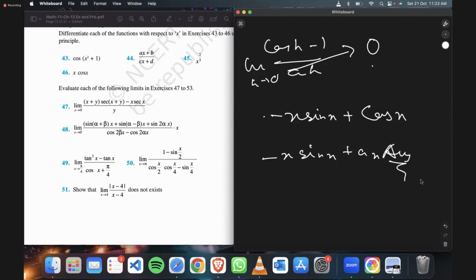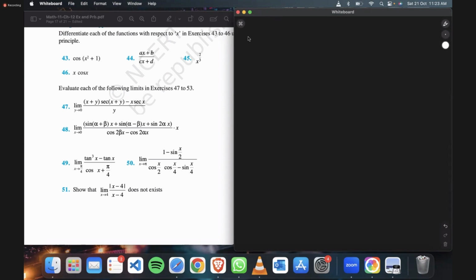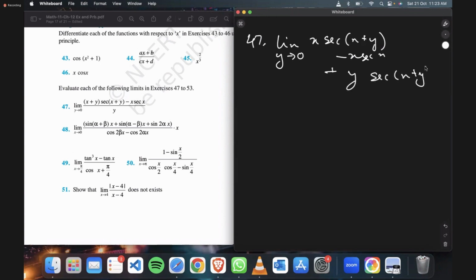All right, now let's move forward. Next up is question number 47. What is it? Limit y tends to 0, I have x sec(x+y) minus x sec x, plus y sec(x+y). I can write it like this, right? So I have a y in the denominator as well.